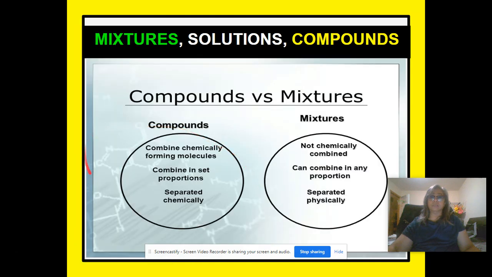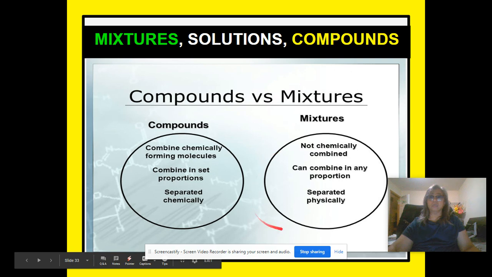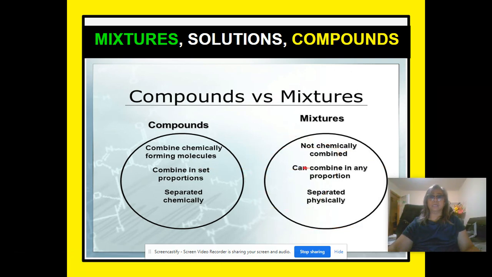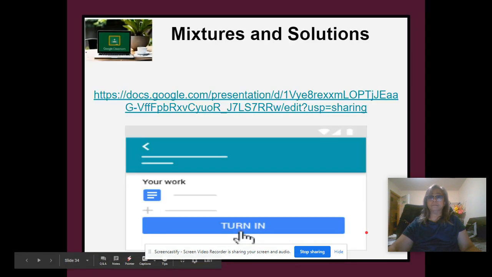Now, I have here two circles just to help you remember the differences between compounds and mixtures. Compounds combine chemically, forming molecules. On the other side, mixtures are not chemically combined. Compounds combine in set proportion. Mixtures can combine in any proportion. And compounds, again, are separated chemically. Mixtures are separated physically.